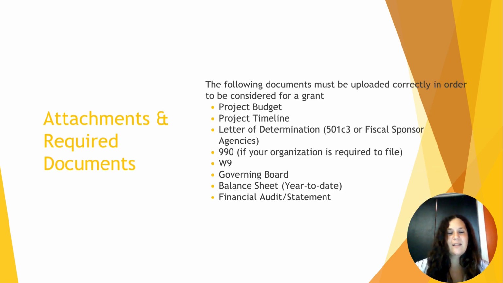So for the attachments and required documents, in order for your application to be valid, these documents must be submitted correctly. So we need the project budget, your timeline, your letter of determination if you're a 501c3 or if you have a fiscal sponsor, your 990 if you're required to file one, a W-9 if we're required to have that, it'll let you know if we need that from you, your governing board, year-to-date balance sheet, and then a financial audit or statement depending on what the filing requirements are. So we do have some resources within this PowerPoint and on our website, just letting you know based on your organization what exactly we will be looking for.